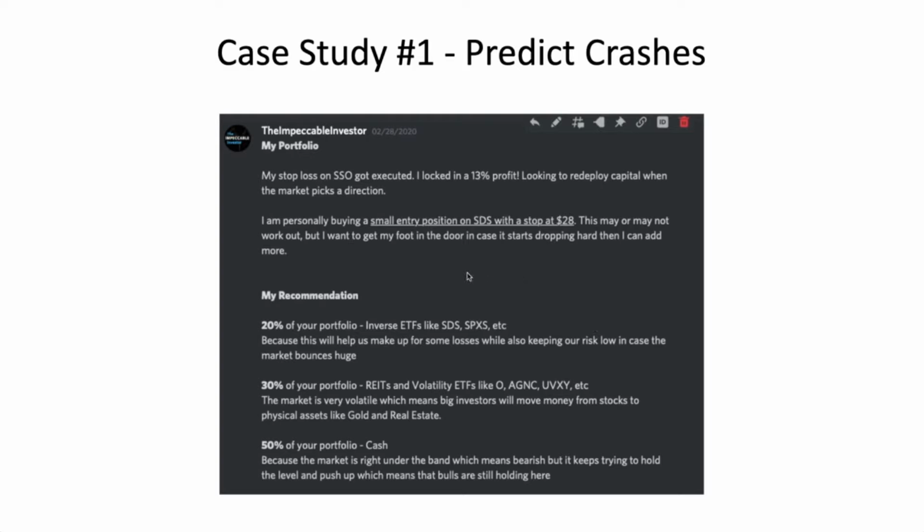Here's an example from February 28, 2020. I said my stop loss on SSO got executed, so I locked in a gain on a long position, and then I said I'm personally buying a small entry position on a short. So basically, I knew the short was coming, and I also recommended for my people to actually look into inverse ETFs, go to cash, and look for the volatility ETFs. Why? Because it was giving us signs in late February that the market was going to crash, and we were starting to prep for that.